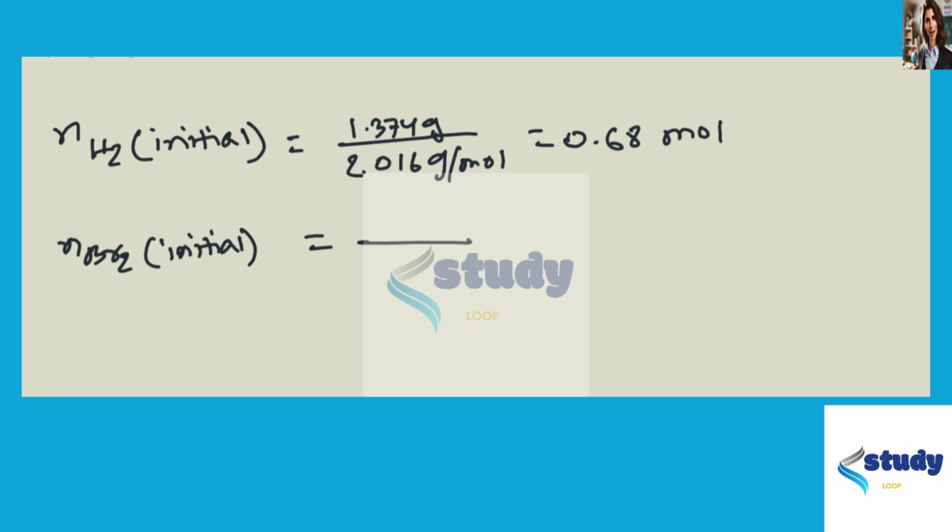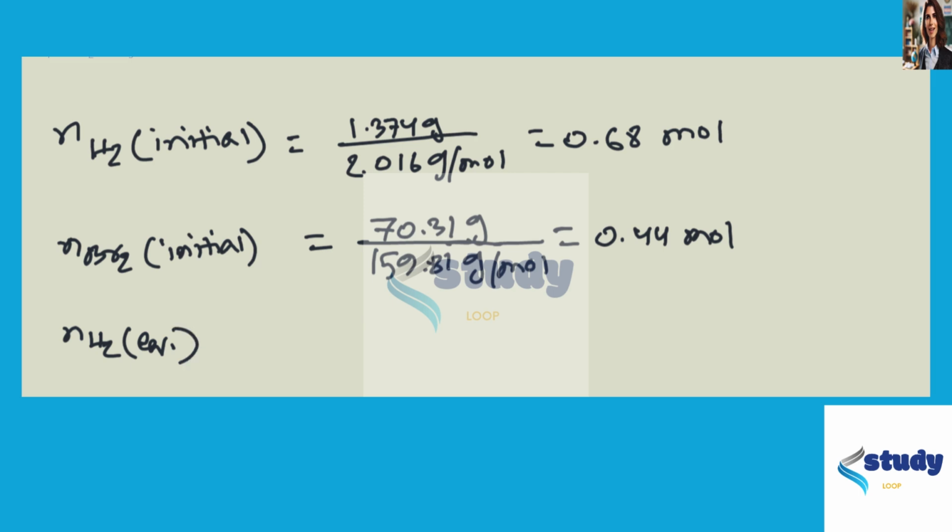So this is again the mass of bromine, which is 70.31 gram over the molar mass, which is 159.81 gram per mole. And from here we'll get a value of 0.44 mole. So this is the number of moles of bromine initially, and then we can find the number of mole of hydrogen at the equilibrium.